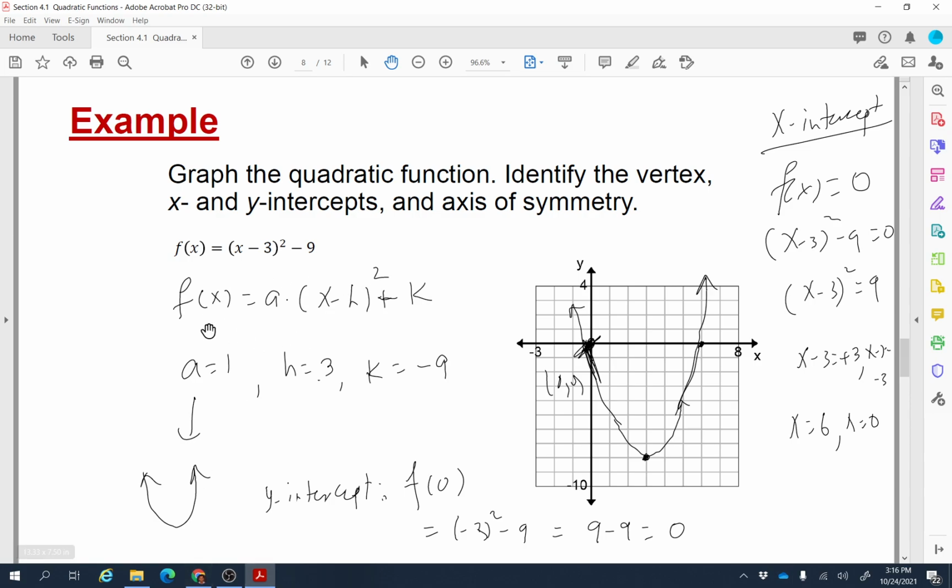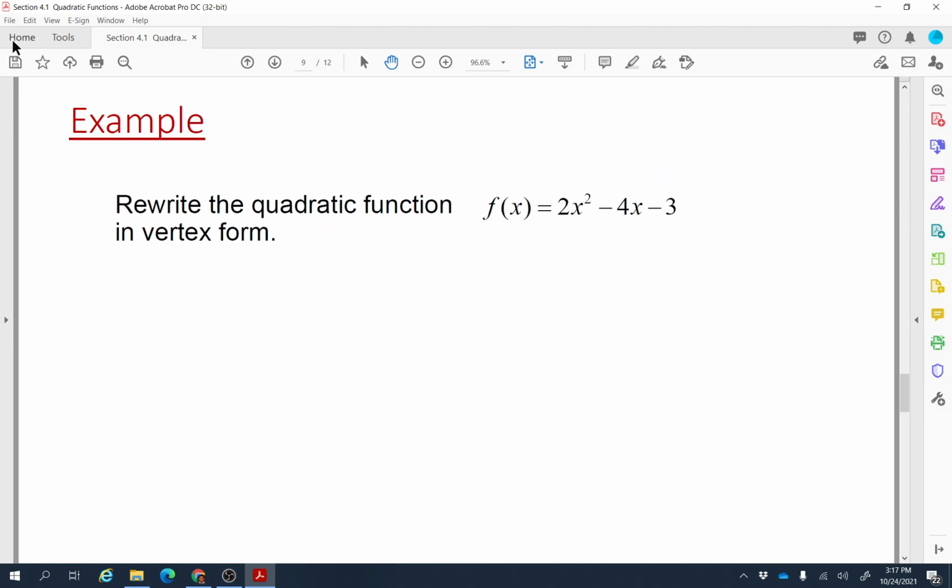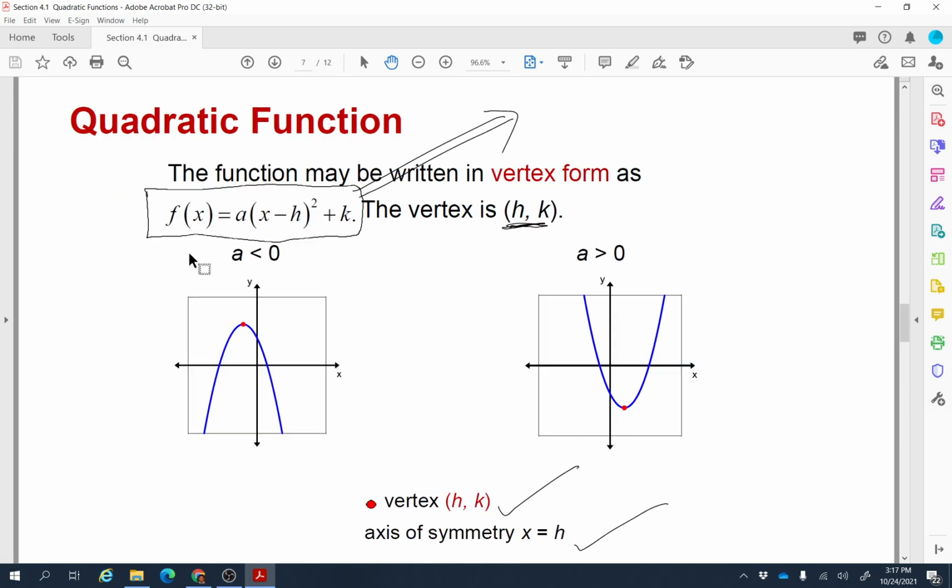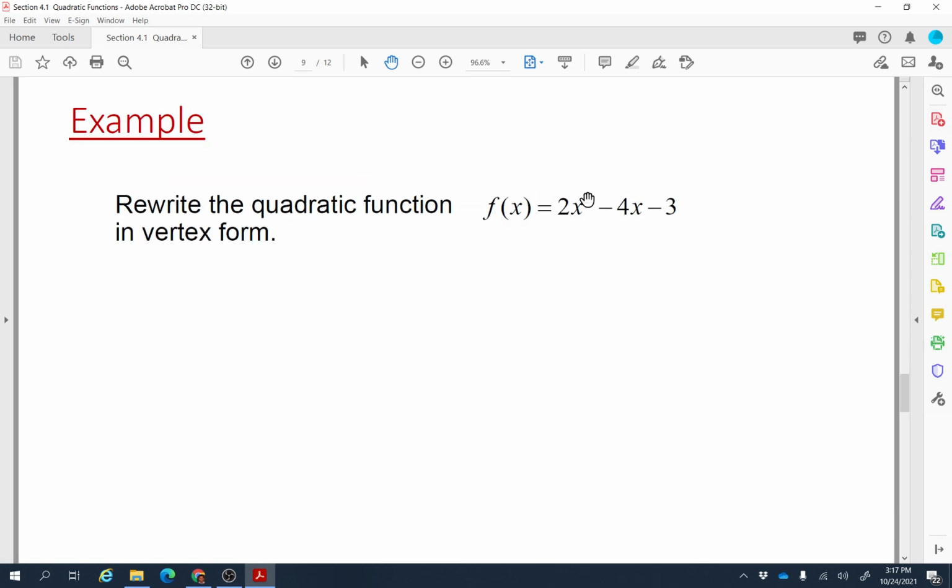Okay, so by using the vertex, x-intercept, y-intercept, and the a value, we'll be able to plot the graph of a quadratic function in vertex form. Now sometimes we have a quadratic function like this, which is in general form, and we know that if we have a quadratic function in vertex form, then it's easier to find the vertex. So what we do is change this general form into vertex form by using the completing the square technique.